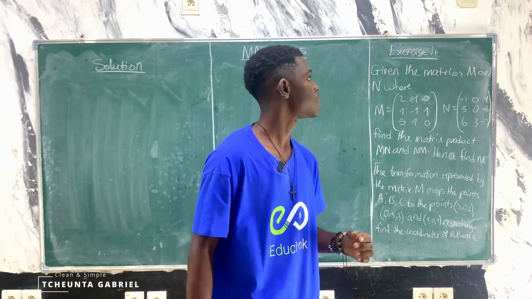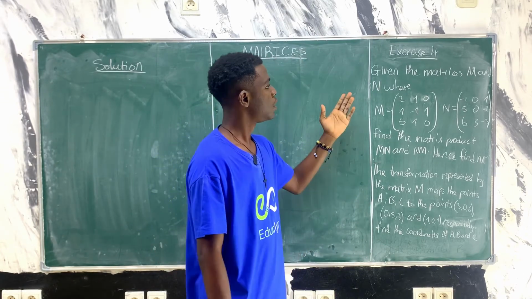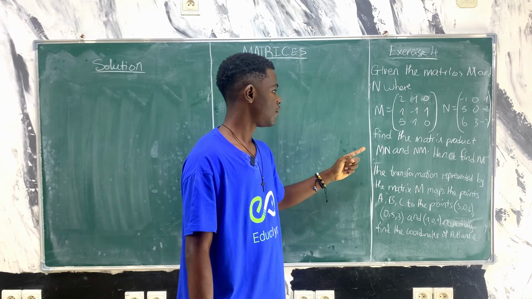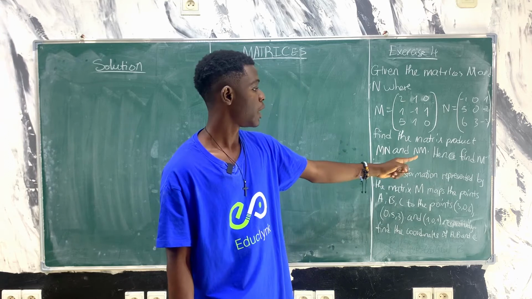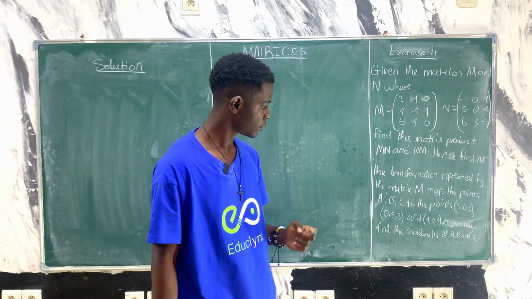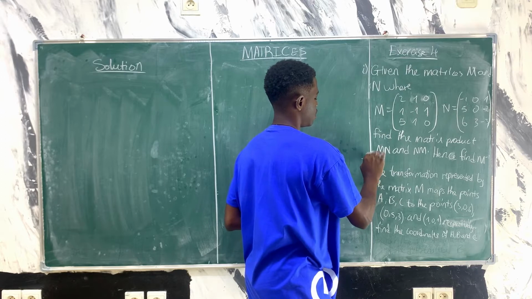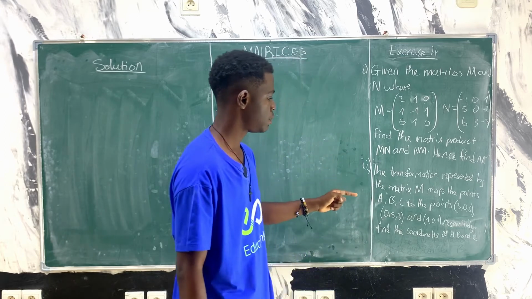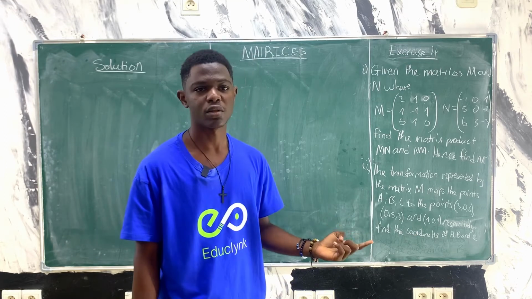So now we are doing exercise 4 on matrices. The exercise goes: given the matrices M and N, where M is this and N is this, find the matrix products MN and NM, hence find the inverse of M. That's actually Roman 1. Roman 2 says the transformation represented by the matrix M maps the points A, B, C to the points 3, 0, 6, this and this, respectively. Find the coordinates of A, B, and C.